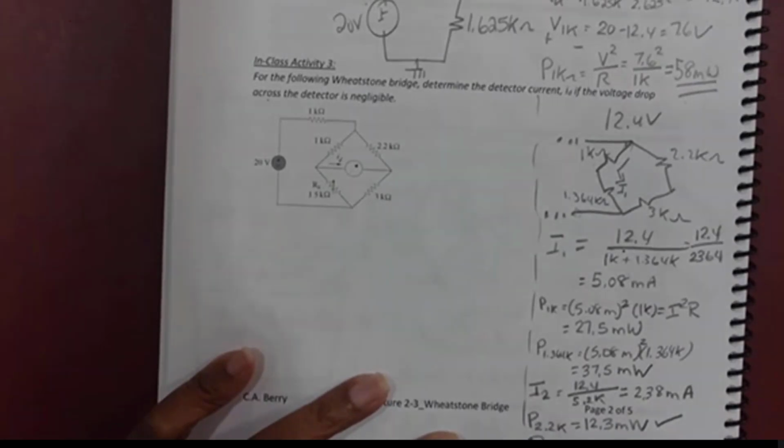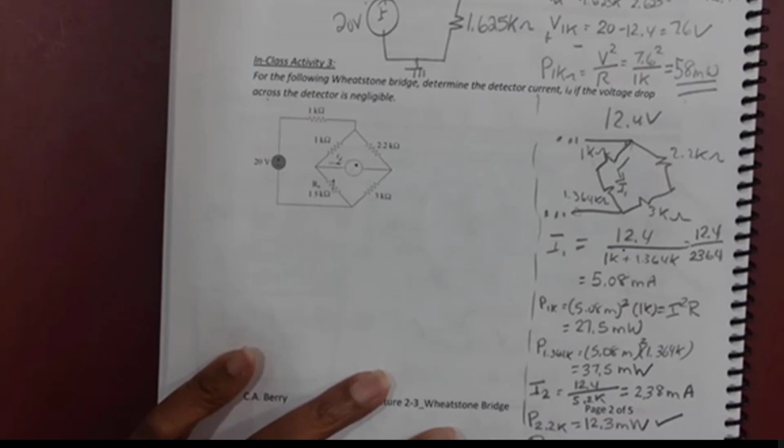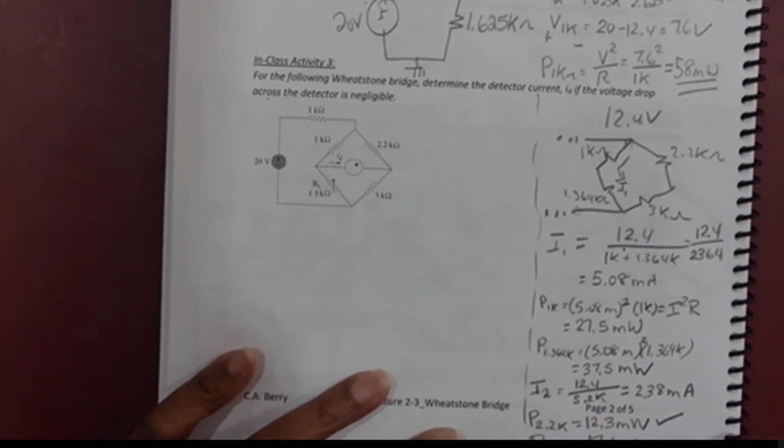And the power for the 3K is 17 milliwatts, 17.1 milliwatts, okay? So the only two resistors that are okay are those two on that right branch. They're both below 25 milliwatts, so they're within spec. Questions?